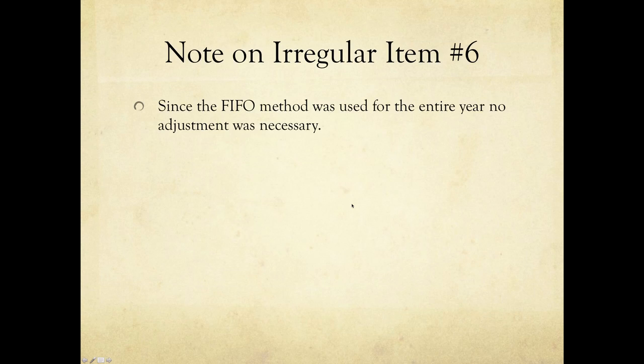Just a note on that irregular item number 6 where they talked about changing methods to the FIFO method. Since FIFO was used all of 2012, there was no change necessary in the income statement. However, changes in previous years would have been reflected in the retained earnings, which we didn't have to find in this particular problem. So hopefully that helps on problem number 3.